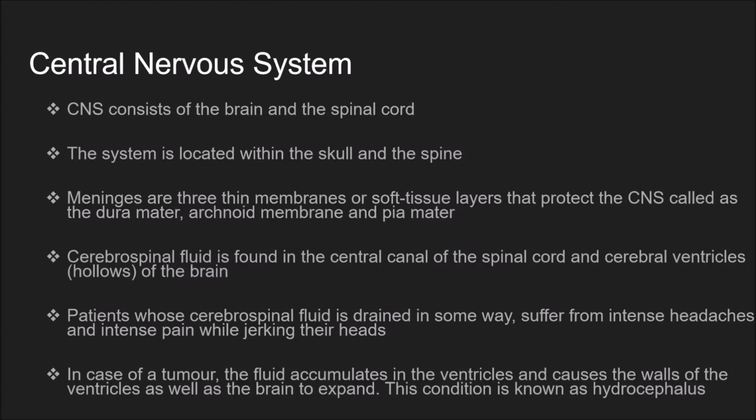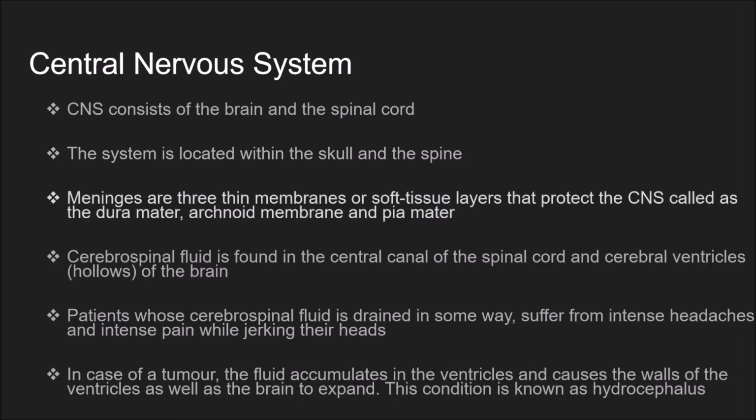Central nervous system. The central nervous system consists of the brain and the spinal cord. It may thus be said that the system is located within the skull and the spine. These are the most important parts of the human body. They are very delicate structures, hence are protected in bone and covered with the help of meninges.